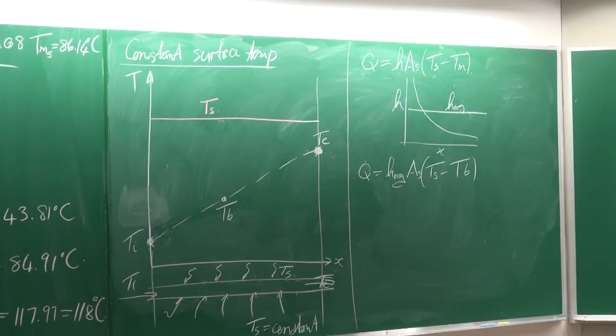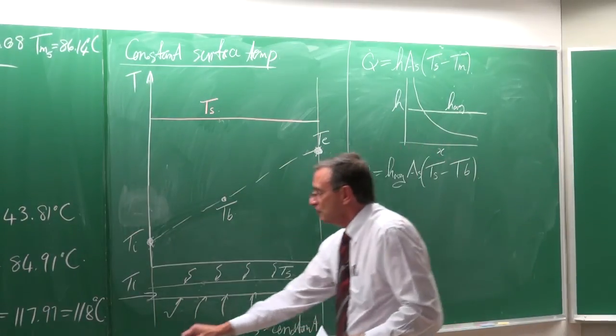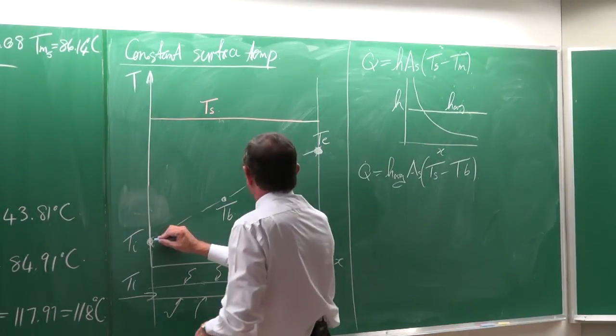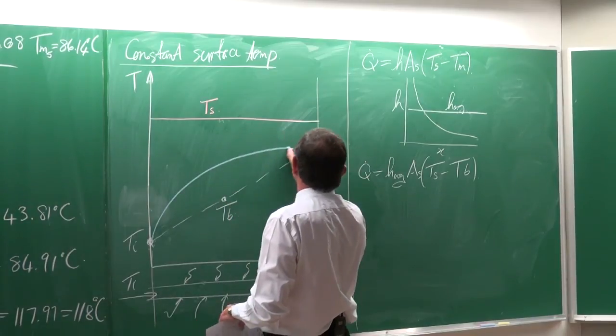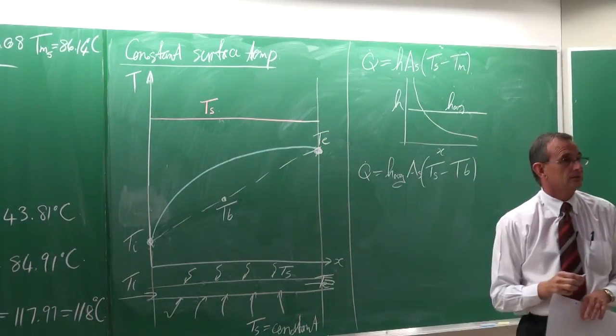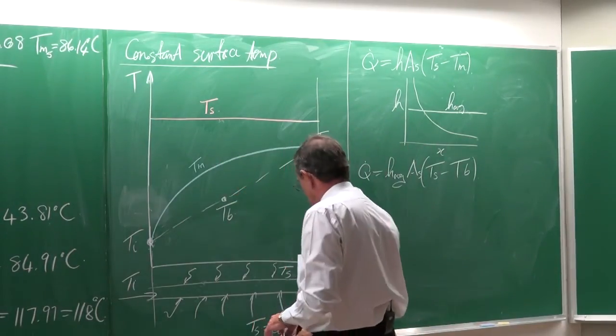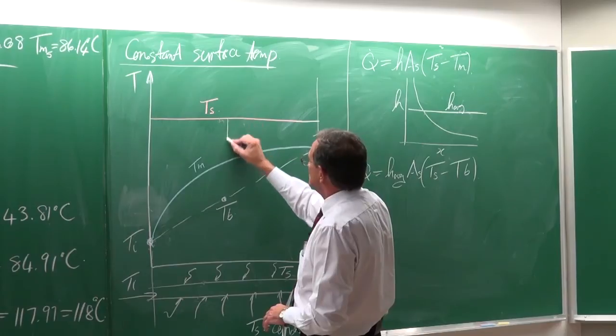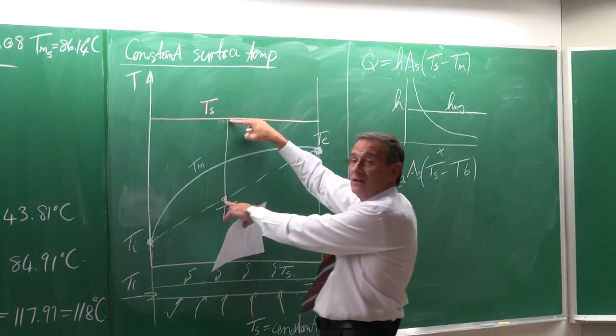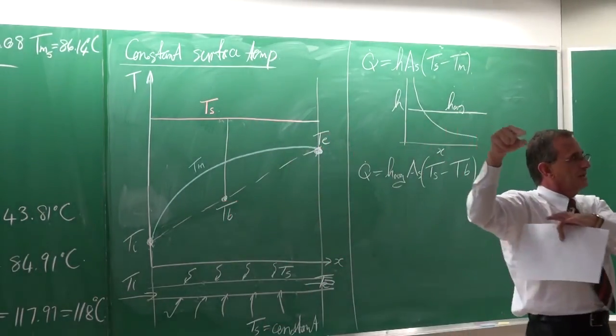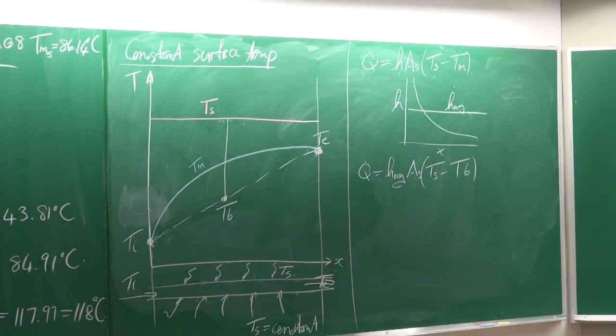Okay, this is not correct. What's the reason for that? The reason for that is that this curve here of the fluid is not linear. It does something like that. So that is the mean temperature. So if we would use this delta T, we will use an incorrect delta T. You see? Okay. So that doesn't work.